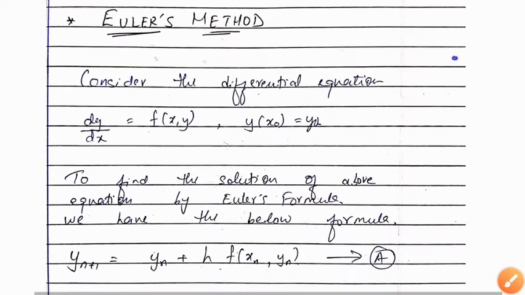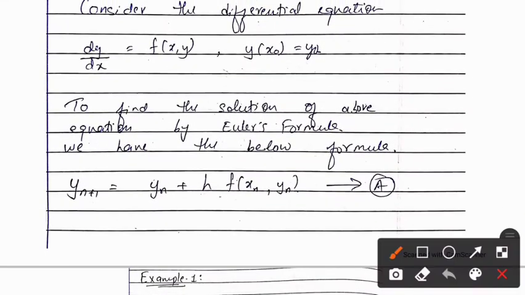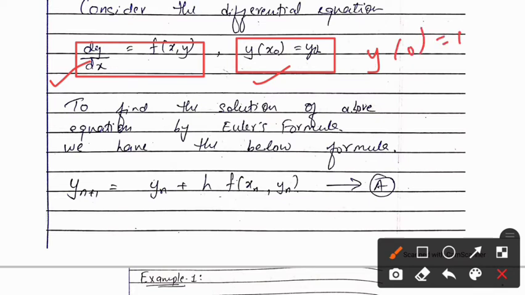Now see the general form of the differential equation. Consider the differential equation dy by dx is equal to f of x, y, and y of x0 is equal to y0. This is your initial condition and this is your given differential equation, right? If I say y of 0 equal to 1, then this is x0 and this is y0.